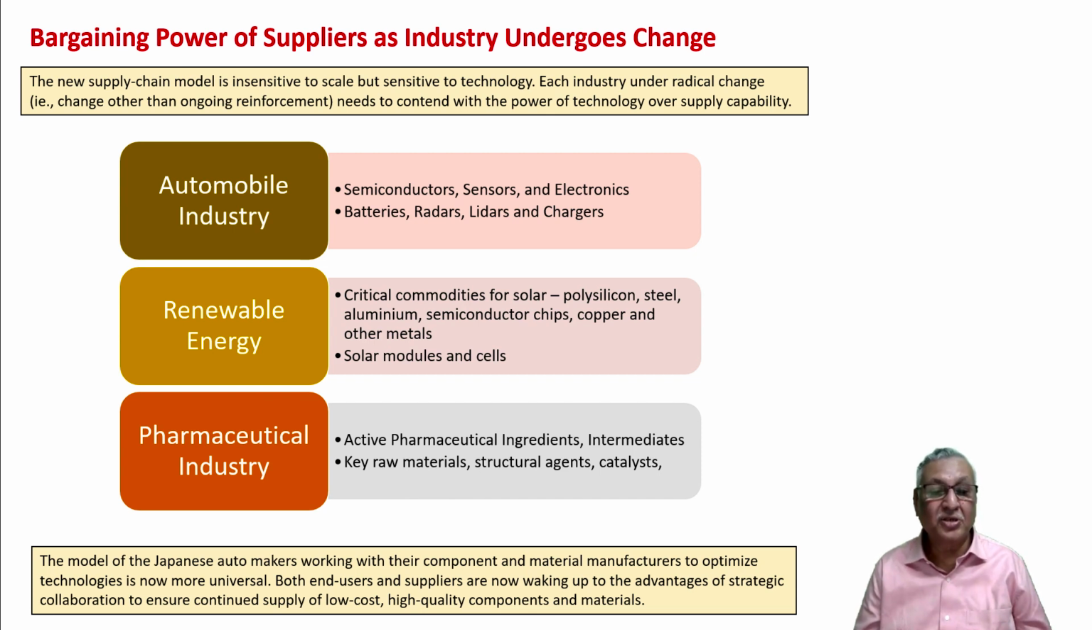The model of the Japanese automakers working with their component and material manufacturers to optimize technologies is now more universal. Both end users and suppliers are now waking up to the advantages of strategic collaboration to ensure continued supply of low-cost, high-quality components and materials.